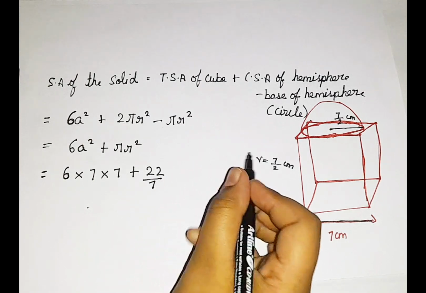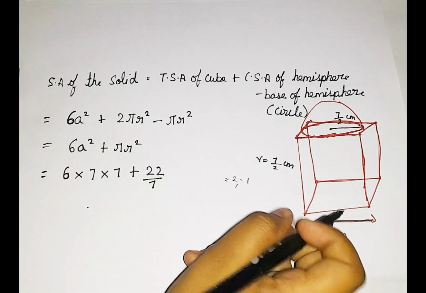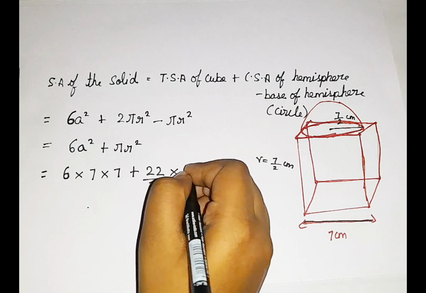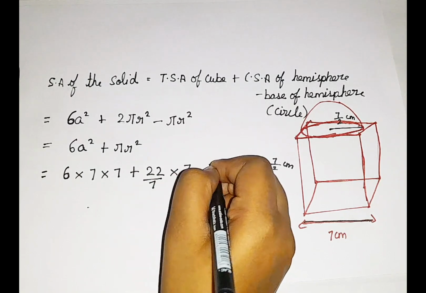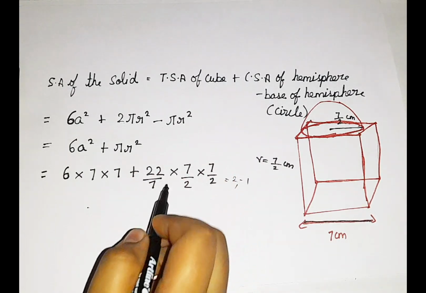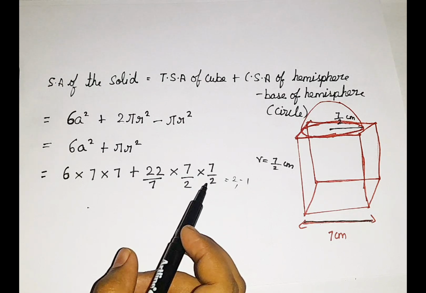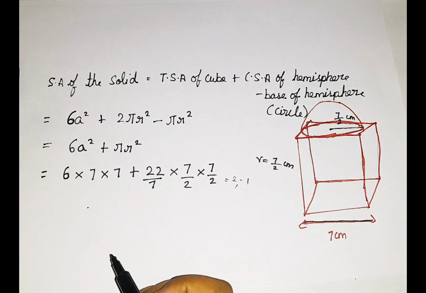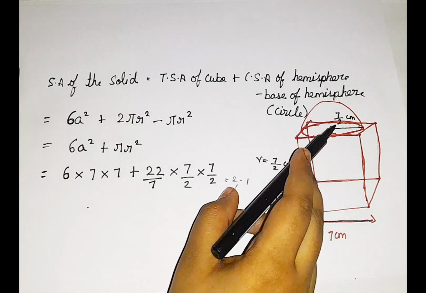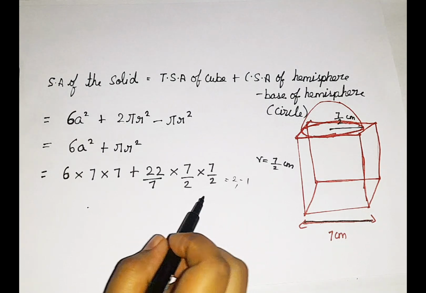Since you know the radius, that is 7 by 2. How? Because we had side as 7, so 7 by 2 into 7 by 2. Why? Because we have r square, and r square means 2 times. Of course, you know 2 square means 2 into 2. Likewise, r square means r into r. So what is the value of r? Value of r is 7 by 2. So 7 by 2 into 7 by 2.